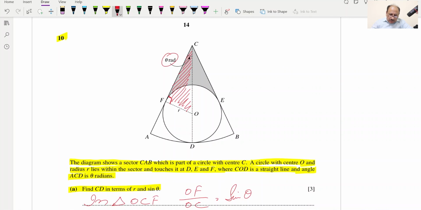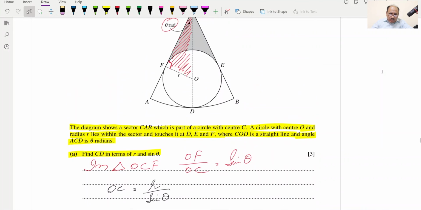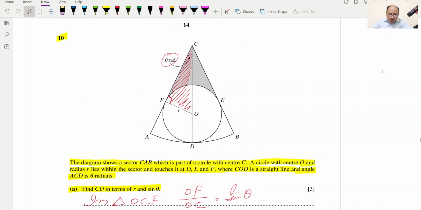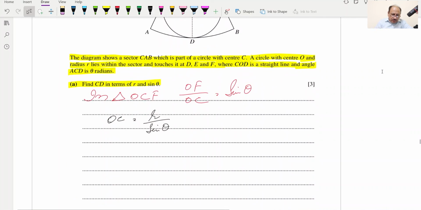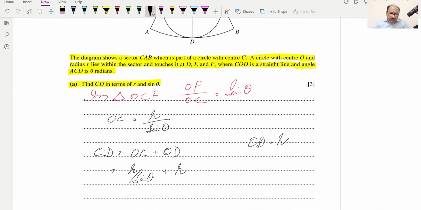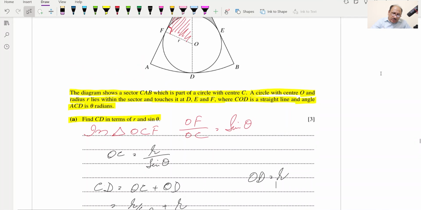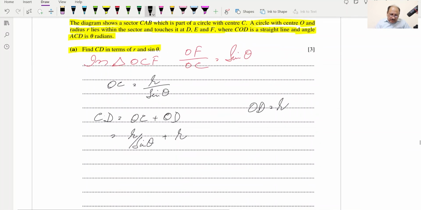Now we know that CD is equal to OC plus OD. So we can write CD is equal to OC plus OD, and this will be equal to r over sine theta, plus OD is equal to r. OD is equal to r, which we know is also a radius, so this is also r. Now this will be our CD value, which we were supposed to find, and this was a 3 marks question which we have done.